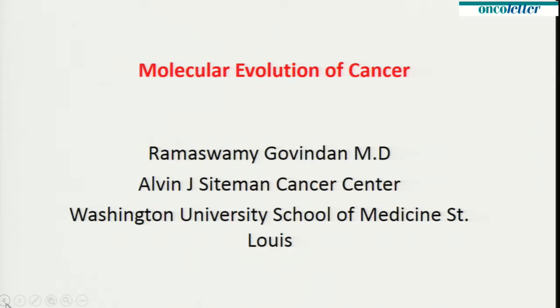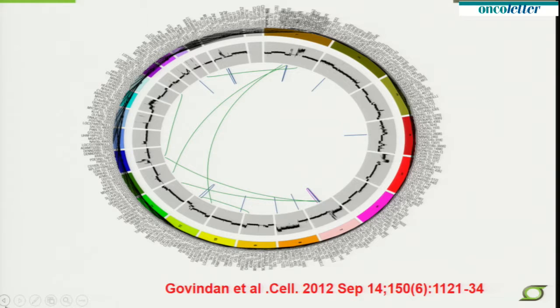And I'm just going to speak about the molecular changes in lung cancer. And before I talk about the evolution of lung cancer, I just thought we'll talk a little bit about what we have learned over the past several years, and I just want to bring everybody up to speed. So in the first part, we'll talk about the genomic alterations. Second part, we'll talk about how they evolve.